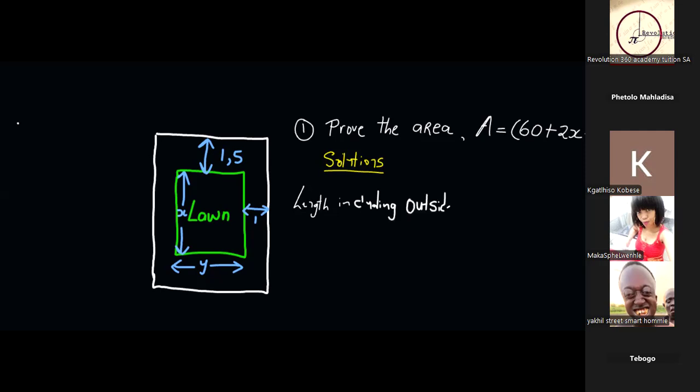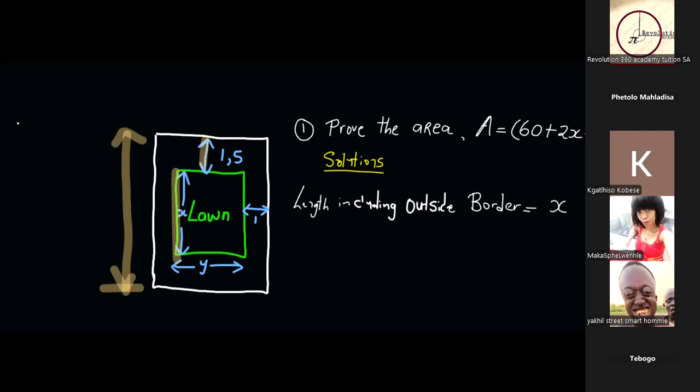Sorry for my handwriting, length including outside border. So the length including the outside border, it will be given by what? It will be x. Remember, when I'm talking about the length including the outside border, I'm talking about this region. We want to find the distance of that entire length going in that direction, which will include x, which is this one that I wrote right here, and then plus 1,5 plus another 1,5 that is going downwards. So that's one thing that you need to understand.